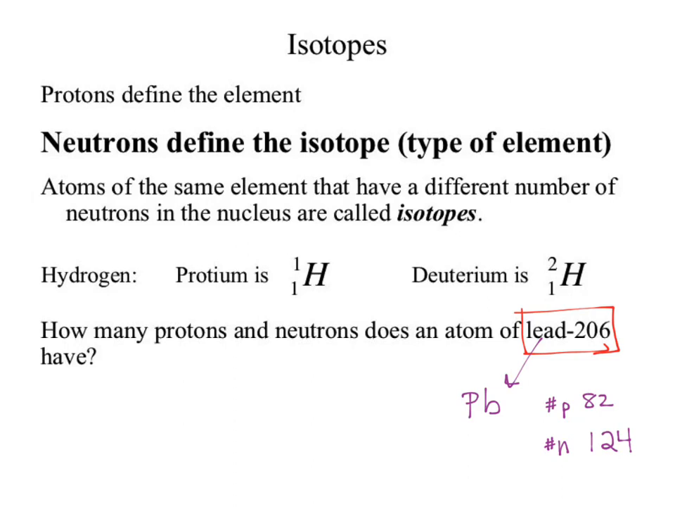So if we switched it to the question, which of the following does not exist? Carbon-14, nitrogen-14, or phosphorus-14.